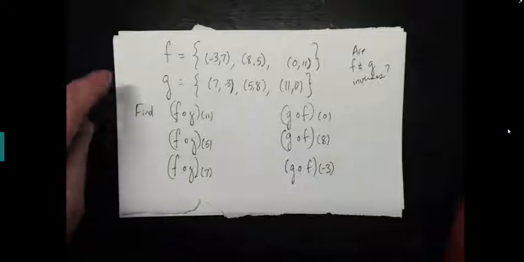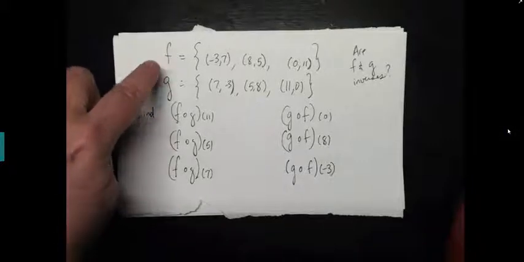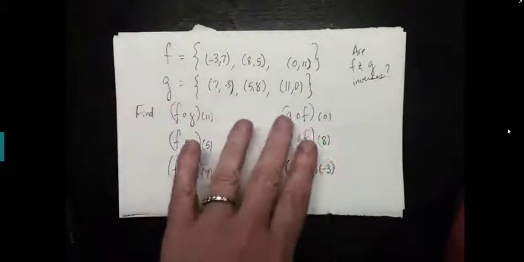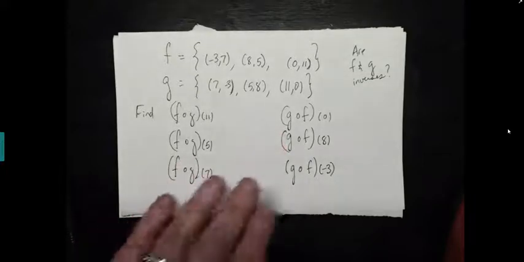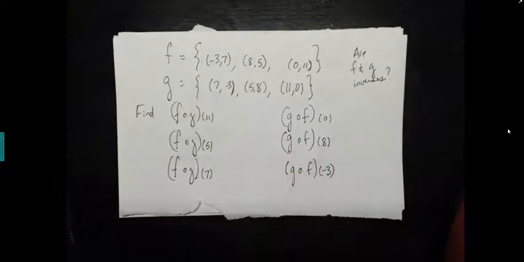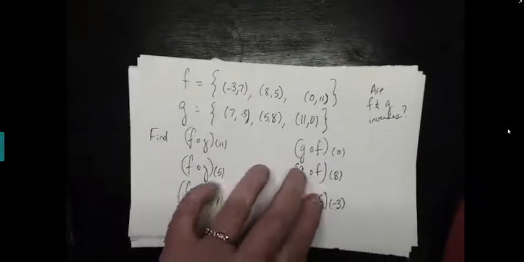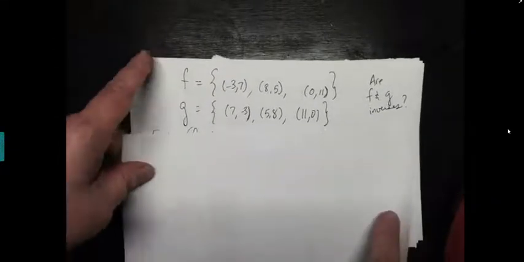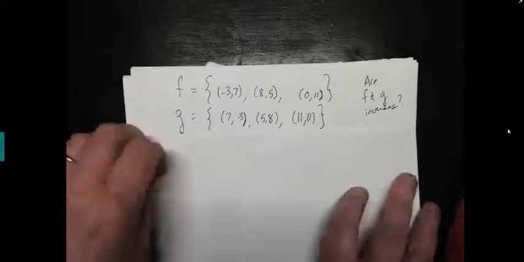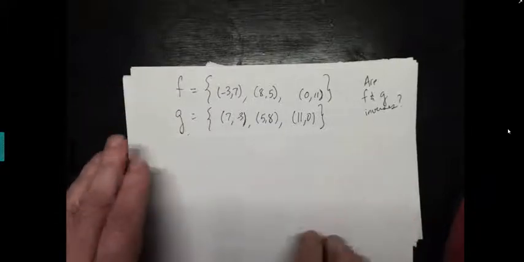Alright, if we're asked if these two functions, f and g, that are presented as lists of points here, are inverses, there's a short way to do this and there's a long way to do this. Now, we've already been asked to find all of this stuff, but suppose we weren't asked to find that, and we were just asked, are f and g inverses?